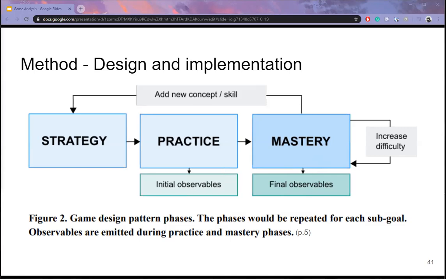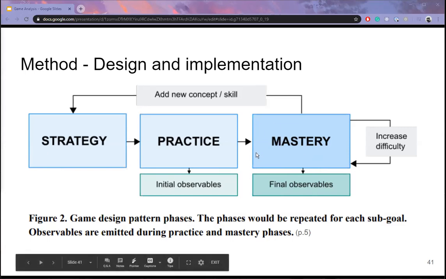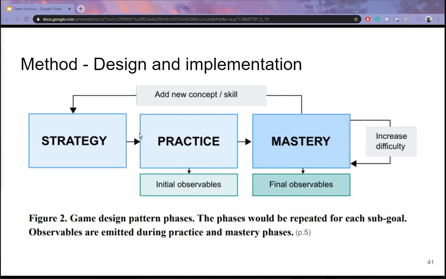And these three phases can be iterated over and over to deliver multiple learning goals, or to deliver a single goal with increasing difficulties, adding a new related concept or skill in each cycle. Additionally, this game design optimizes the time the player is in the flow zone, since it alternates between the player learning new things in a safe environment, which is the practice phase, and the moment where they are challenged on the skill, which is the mastery phase. All this with an incremental approach to avoid frustration for the player.